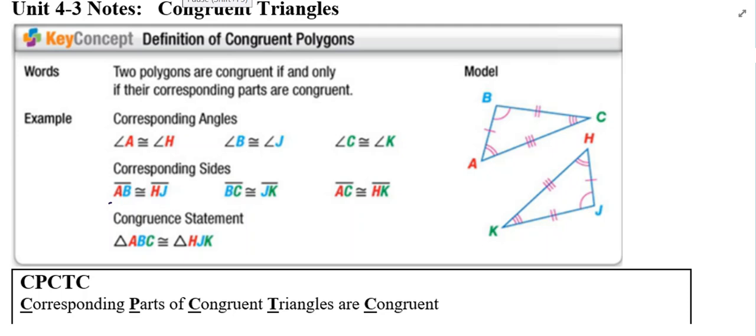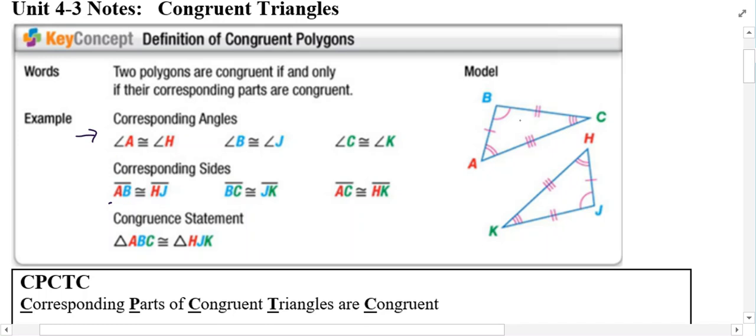Unit 4.3, Congruent Triangles. We'll start out with the definition of congruent polygons. If we know that two polygons are congruent, we know their corresponding parts are congruent. If we look at two polygons and their corresponding parts are congruent, then we know that the two polygons are congruent. When we're looking at polygons to make sure they're congruent, after we have shown that the corresponding angles are congruent, we need to make sure that the sides between the corresponding angles are congruent.